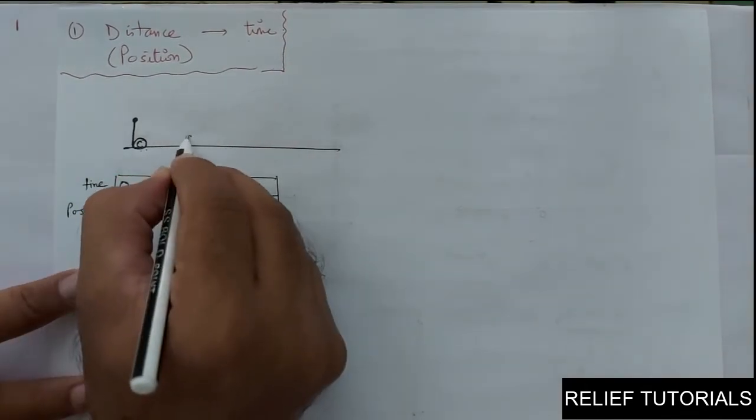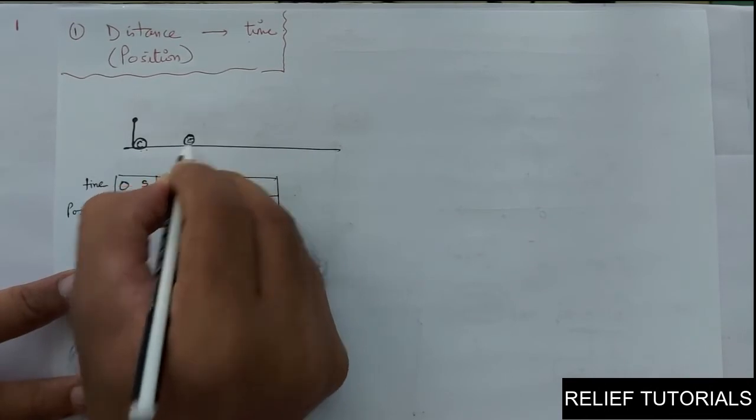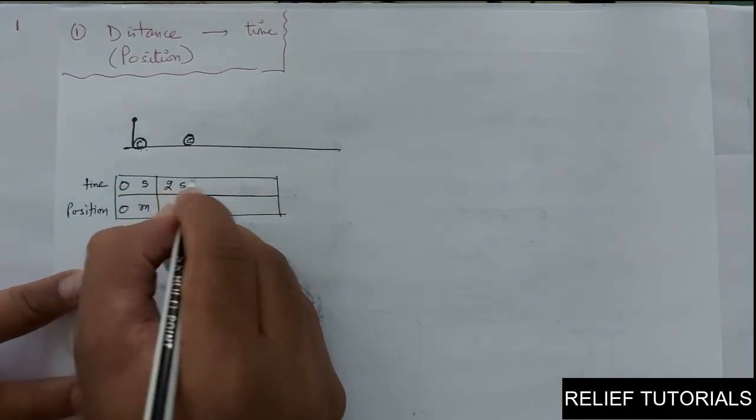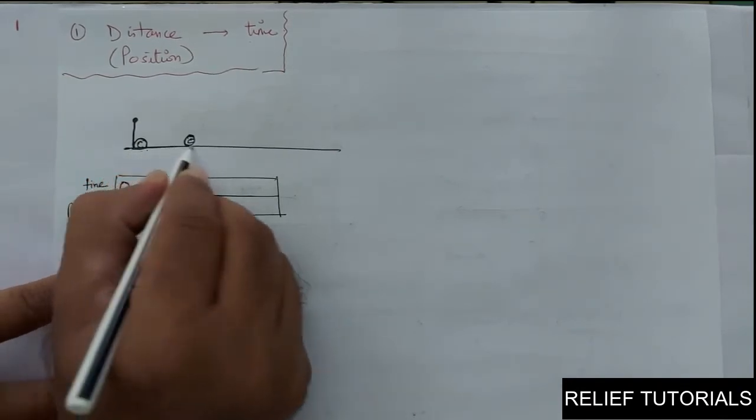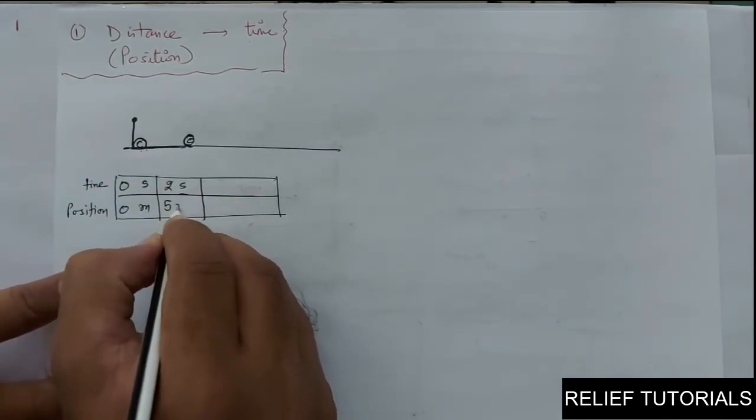After 2 seconds the car is here. So after 2 seconds, let us say the distance of the car from the reference point is 5 meters.